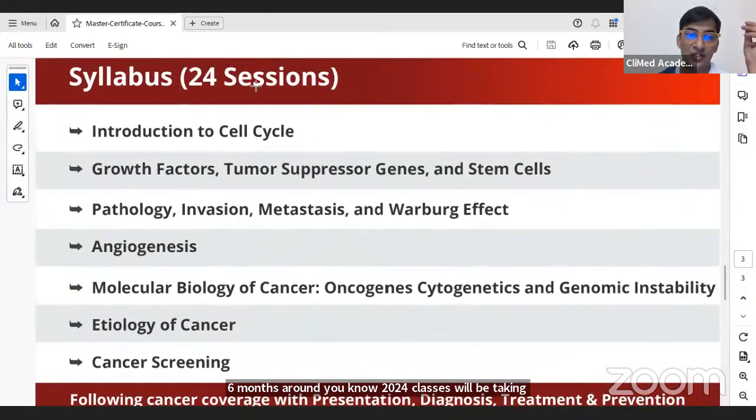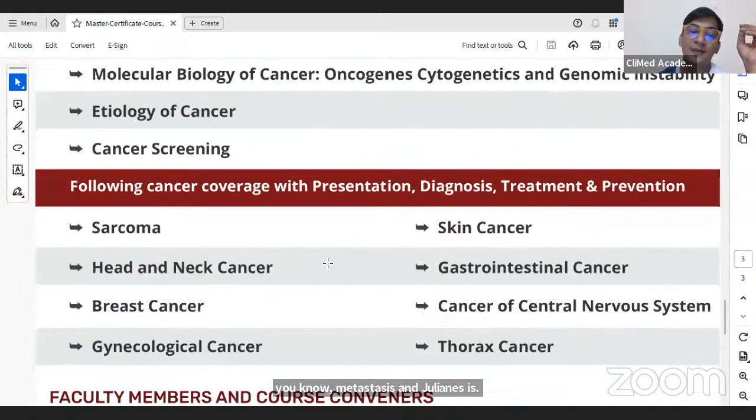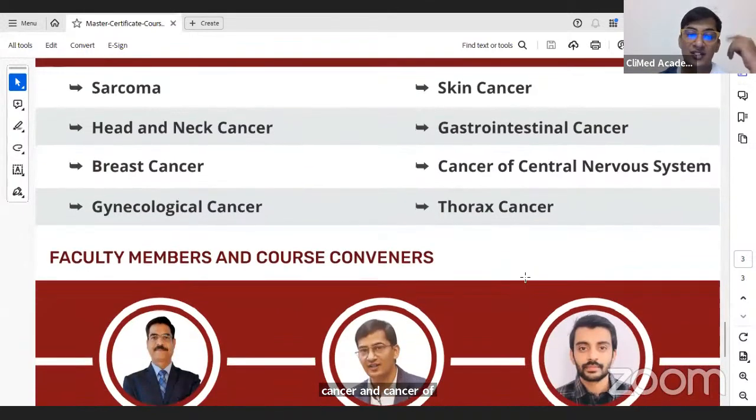Here is the syllabus: 24 sessions, including all the cell biology, cell cycle, growth factors, all the risk factors, genetics, tumor suppressor genes, pathology, metastasis, angiogenesis, etiology of the cancer, cancer screening, molecular biology of the cancer. We will be covering the entire thing about these cancers with their presentations, diagnosis, treatments, and prevention: sarcoma, head and neck cancer, breast cancer, gynecological cancers, skin cancer, gastrointestinal cancer, cancer of the central nervous system, and thorax cancer, right?